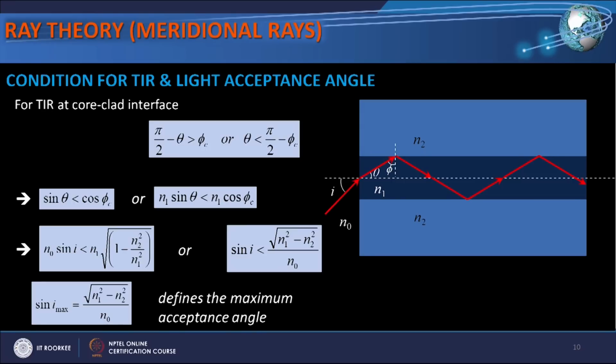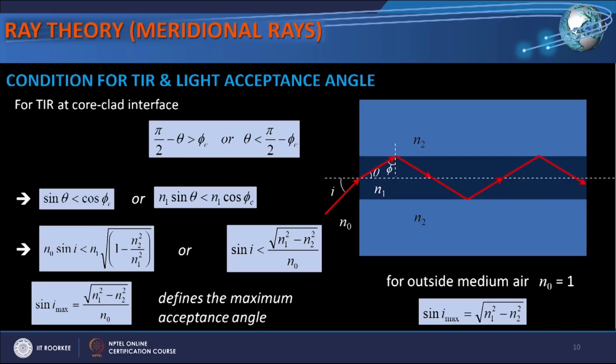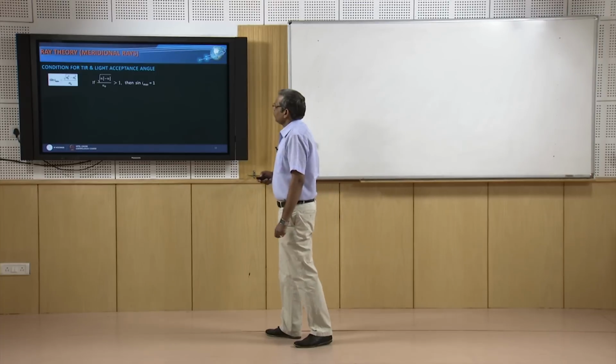So, if I consider the limiting case, this sin i max is equal to square root of n1 square minus n2 square over n0, and it defines the maximum acceptance angle, which means that if this i is less than i max, then there would be total internal reflection at the core-cladding interface and light would be guided through the optical fiber. If I take the outside medium as air, then n0 is equal to 1 and sin i max is equal to square root of n1 square minus n2 square.